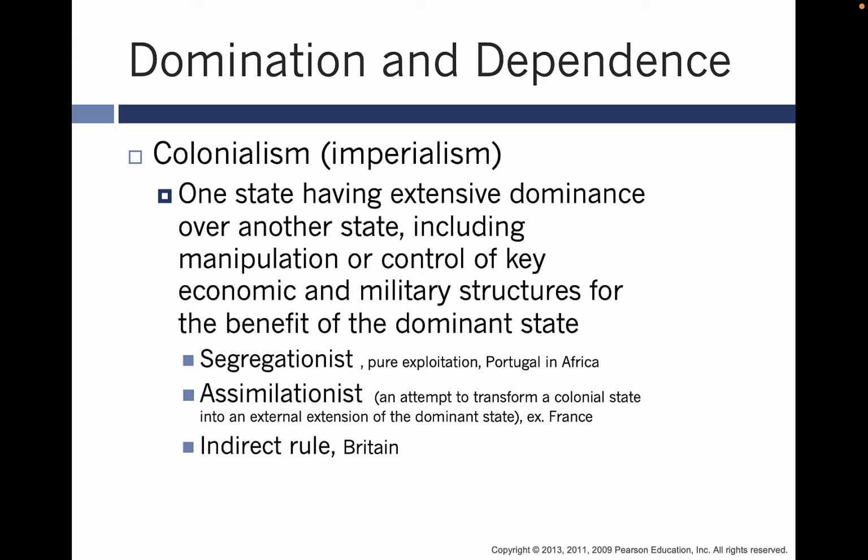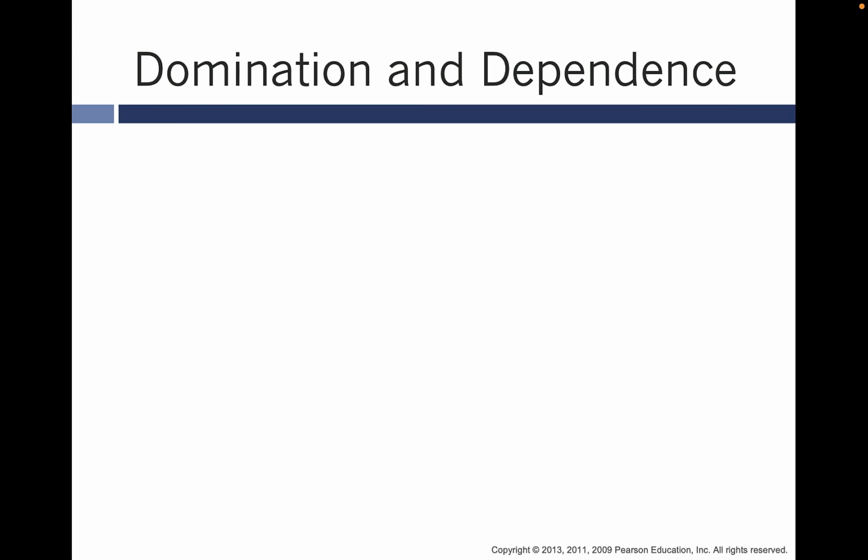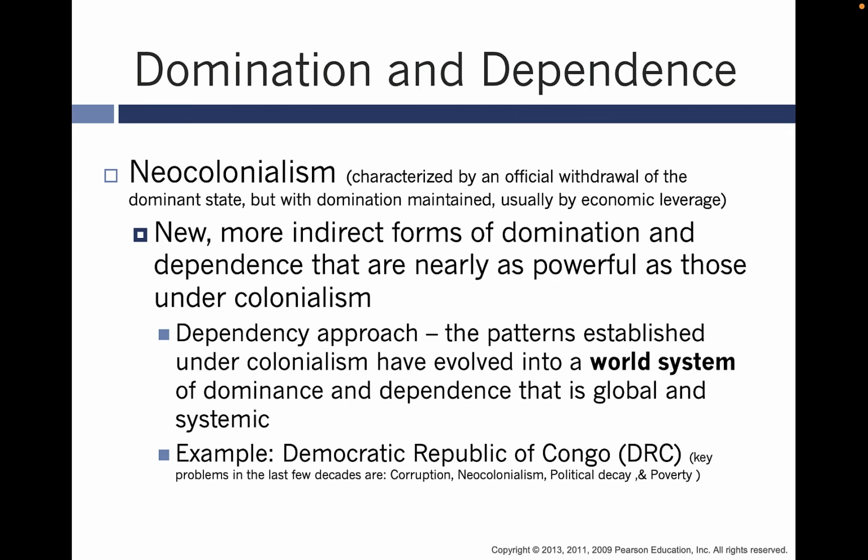Assimilationism is an attempt to transform a colonial state into an external extension of the dominant state, like France, and then indirect rule, like Great Britain. We also have some aspects of neocolonialism, where it's characterized as official withdrawal from a dominant country or government, but with domination maintained usually by economic leverage.